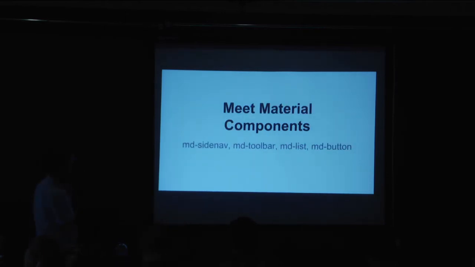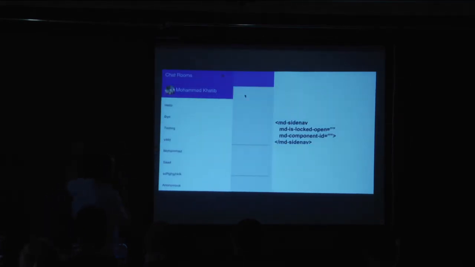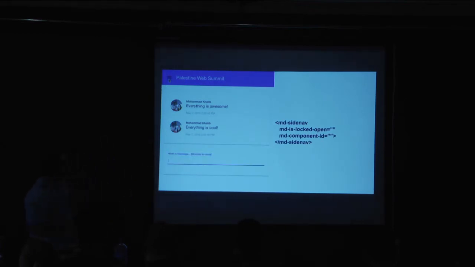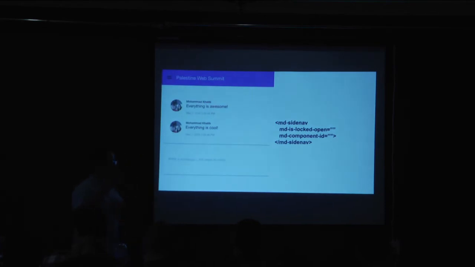All right, the material components اللي حنستخدمهم، of course if إذا بتفتح material.angularjs.org هتشوفوا كل components اللي available. So the MD side nav is this dude that comes in and goes out when you click the button. So this is called MD side nav, and we're gonna use an attribute MD is locked open عشان نخليها مفتوحة لما يتحقق شرط معين، basically لما تكون الشاشة كبيرة، وحنعطيها component ID، md-component-id، عشان to refer to it بالجافاسكريبت لما بنسكرها ونفتحها.